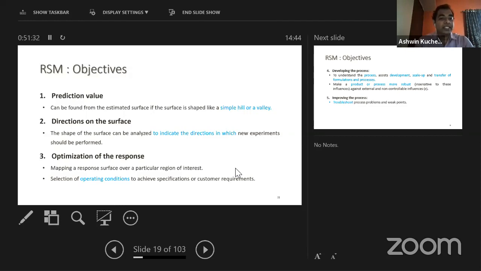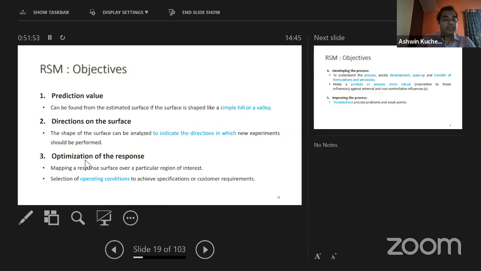Okay, the second objective is direction of the surface. The surface in the response surface plot will help us, along with the shape, to identify in which direction we should proceed. So the shape of the surface can be analyzed to indicate the direction in which new experiments should be performed.